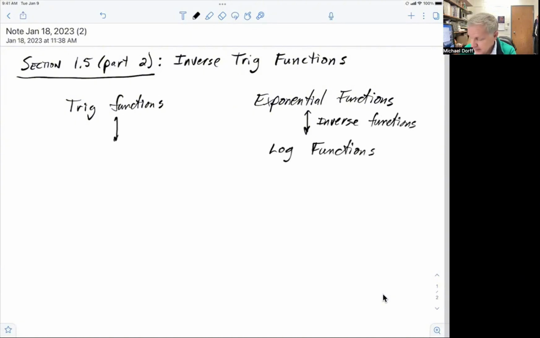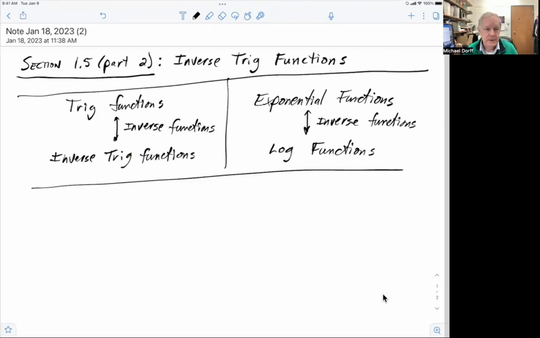In this video, we're going to talk about the inverse functions for trig functions, and those are going to be inverse trig functions. Okay, the name's not great, but at least you'll be able to connect them. And again, inverse functions allow us to undo functions, or in other words, they allow us to solve certain types of problems.